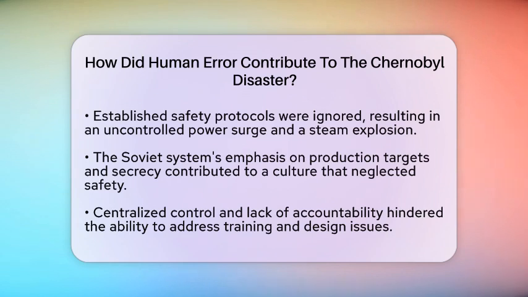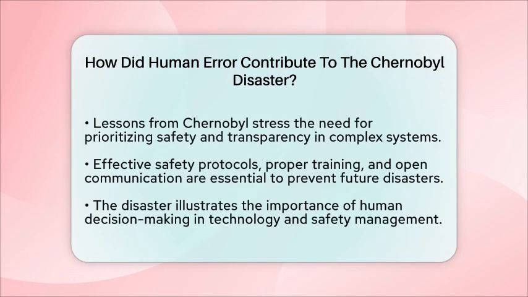The lessons learned from the Chernobyl disaster are essential. They highlight the importance of prioritizing safety and transparency in complex systems. Robust safety protocols, proper training, and a culture of open communication are vital. In socialist systems, the focus on collective well-being should ideally lead to stricter safety standards. However, the reality of Chernobyl shows that without proper implementation, even the best intentions can lead to disastrous outcomes.